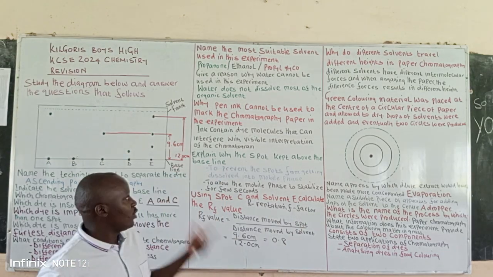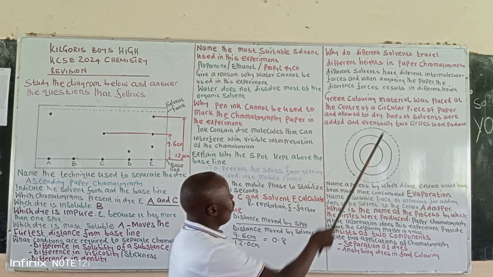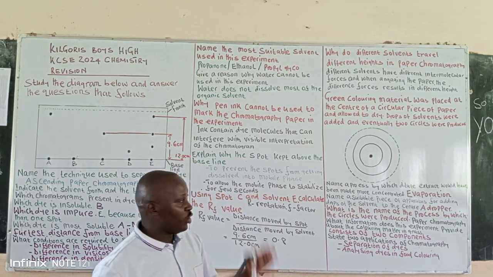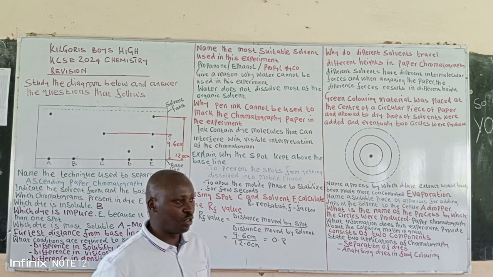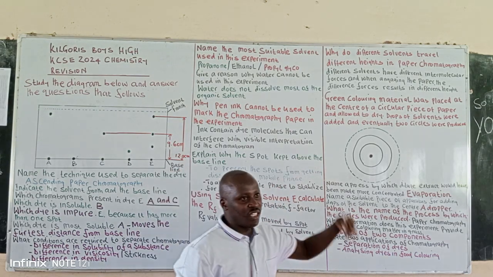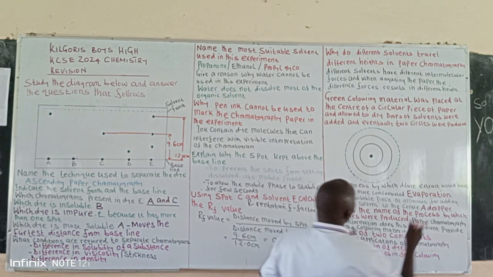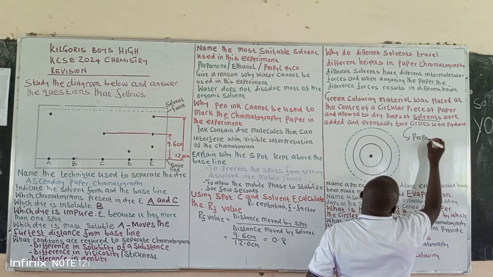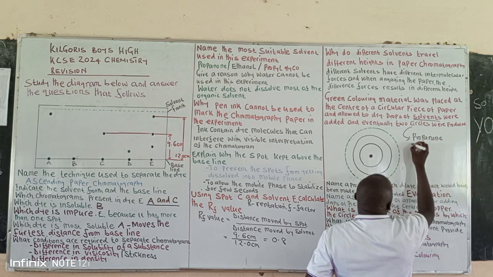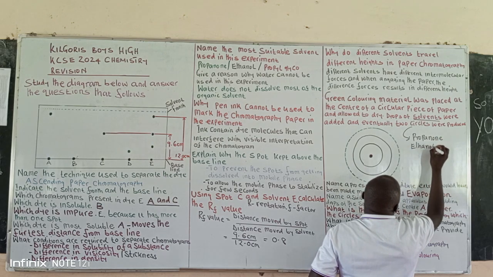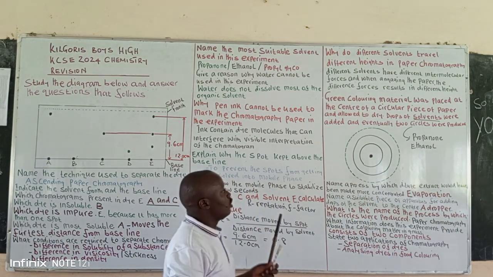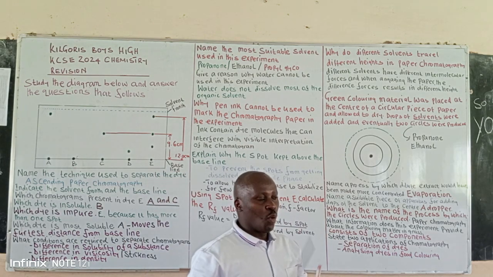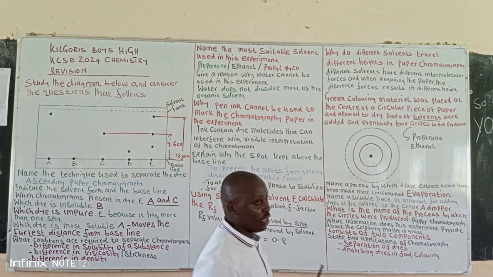Then we have another question, where a green coloring material was placed at the center of a circular piece of paper and allowed to dry. Drops of a solvent were added and eventually two circles were produced. The most suitable solvent here is propanone, or you can use ethanol, or you can use propylene glycol. Water cannot be used in this experiment because of the reason we have said.